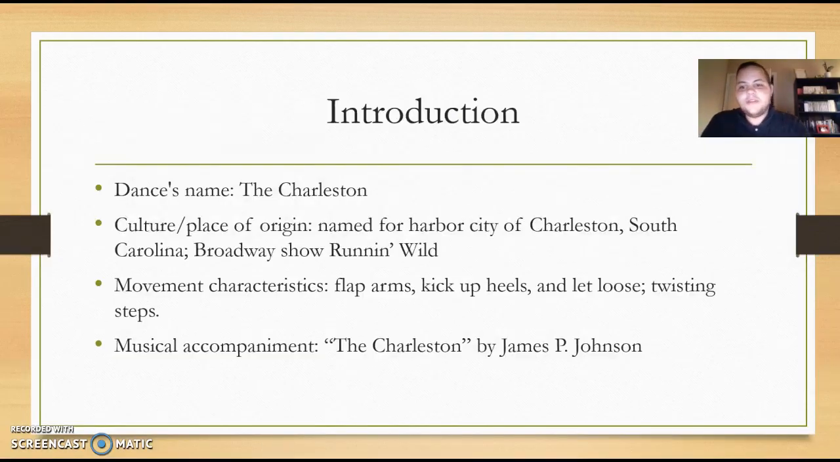So, the dance I decided to choose is the Charleston, and it comes from Harbor City, Charleston, South Carolina, and it's known for being in a Broadway show called Runnin' Wild. Some of the movement characteristics of the dance include flapping your arms, kicking your heels, letting loose, and twisting steps. And some of the musical accompaniment with it is the Charleston by James P. Johnson.